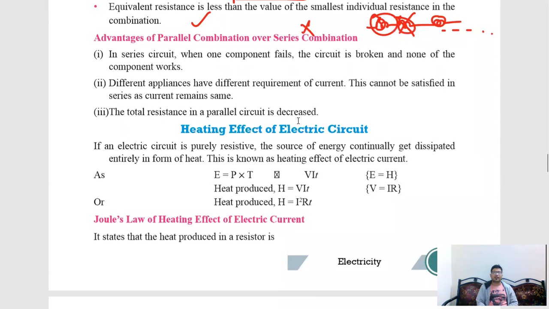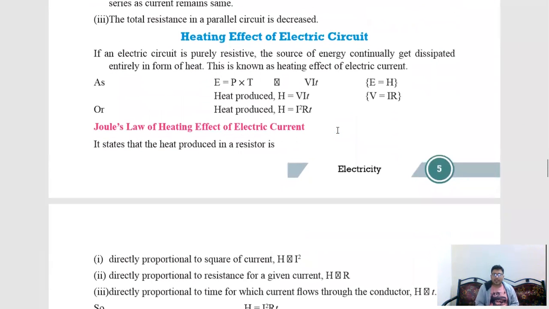Total resistance in a parallel circuit is decreased. So you can decrease the resistance and the current can be regulated by using parallel, which is why in our house all devices are connected in parallel, not in series. Next concept, heating effects of electric current. Simply to say, by using electric current you can produce heat.